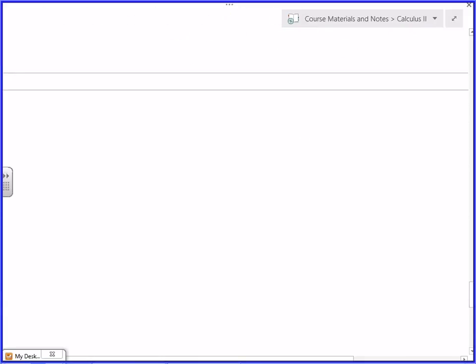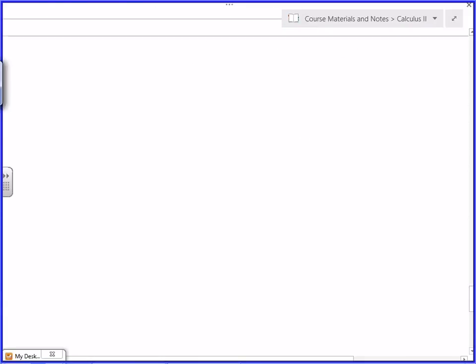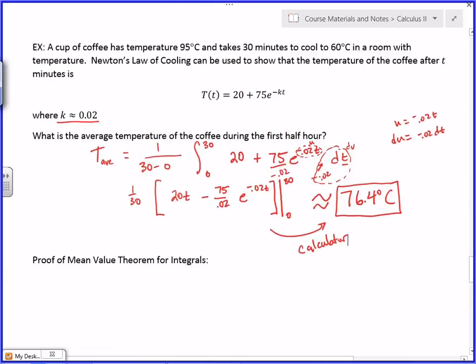All right, I'm going to jump to the next page, which was meant to have that proof of mean value theorems at the top of it. Did I mess up and end up at the bottom of the previous page? Okay, so is everybody okay with that example?